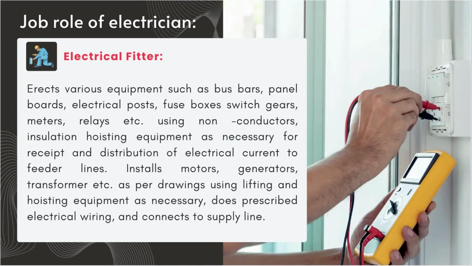They can erect various equipment such as bus bars, panel boards, electrical posts, fuse boxes, switch gears, meters, relays, etc. using non-conductors and insulated hoisting equipment as necessary for the receipt and distribution of electrical current to feeder lines. They can install motors, generators, transformers, etc. as per drawing using lifting and hoisting equipment as necessary. They do prescribed electrical wirings and connect to the supply line.